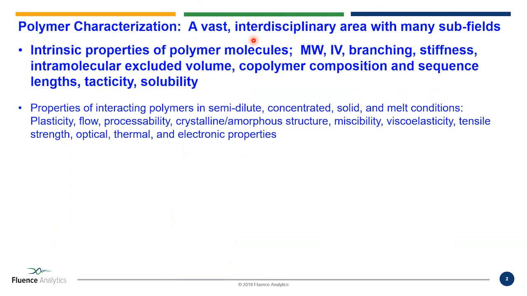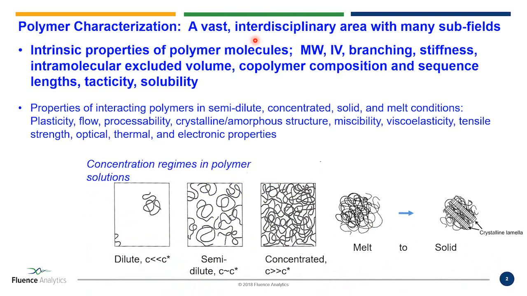The first being the intrinsic properties of the polymer molecules themselves: what's their molecular weight, their intrinsic viscosity, stiffness, composition, tacticity, and so on. And then the properties of when you start putting them together into semi-dilute, concentrated solutions, the melt, all the way to the solid state, completely different properties that we measure in terms of rheology, processability, solid state structure, crystallinity, amorphousness, and so on. So today we're going to focus on the first part, which is the polymer properties themselves. So we'll be in the dilute regime of solutions and see what we can find out about polymer properties.